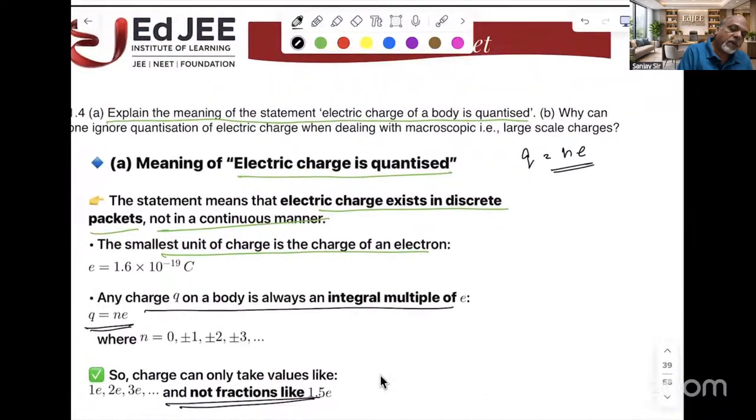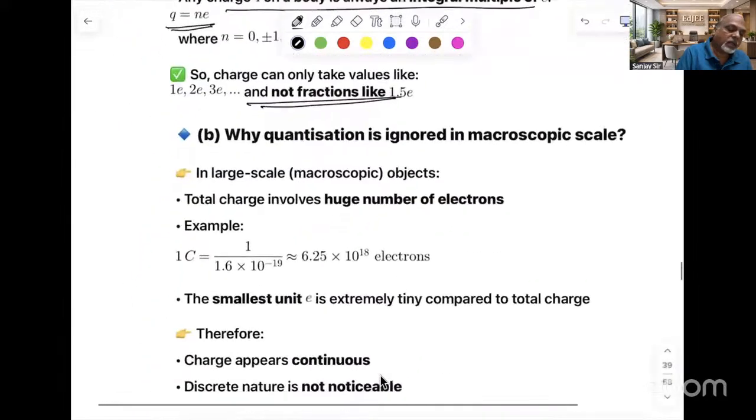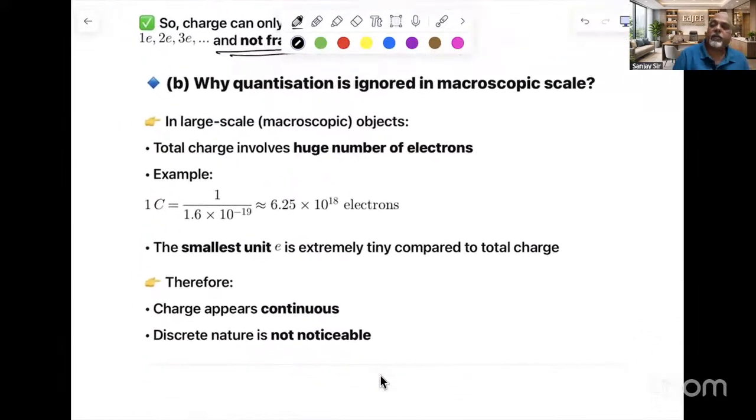Then another part is there: why can one ignore quantization of electric charge when dealing with macroscopic large scale charges? Large scale charges, if you see, we are dealing with in coulombs. Coulomb is a very, very big unit. And in 1 coulomb, the number of electrons is difficult to count.